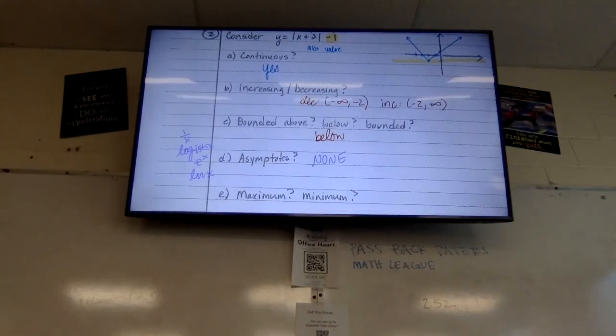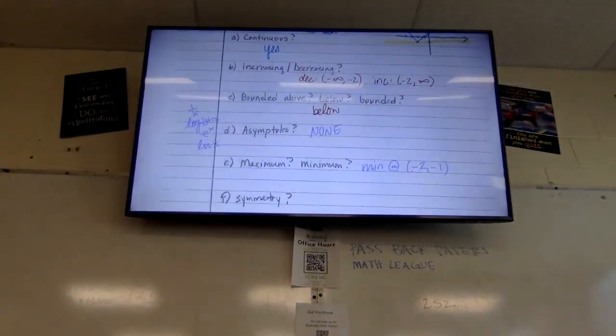All right, are there any extrema? Are there any maximums, minimums, anything? Let's write it as an ordered pair, -2, -1. So we've got a minimum there. Do we have any maximums? Nope. Nothing is way higher, way lower than everything else.